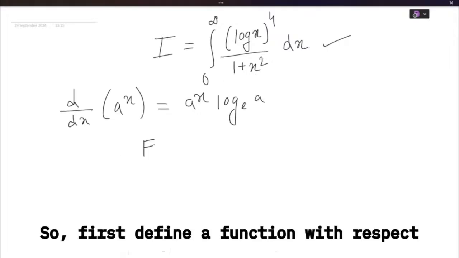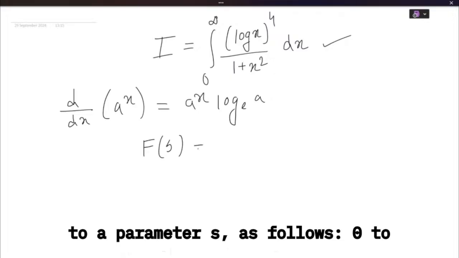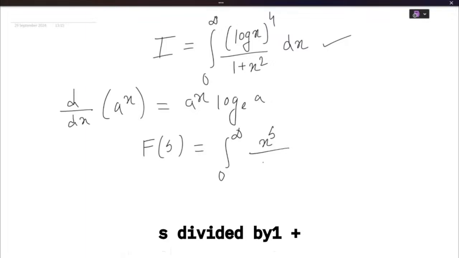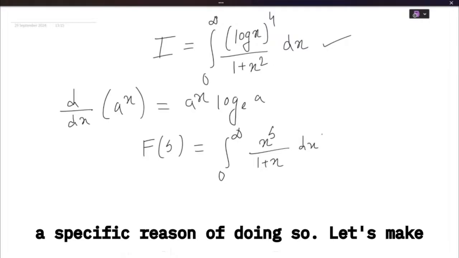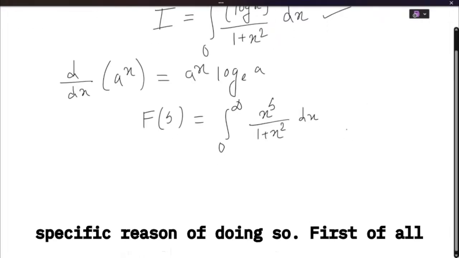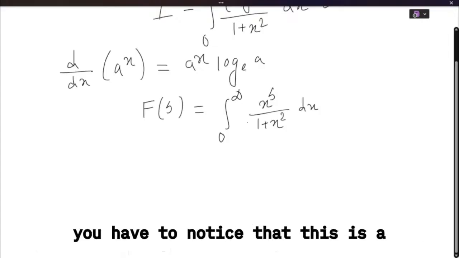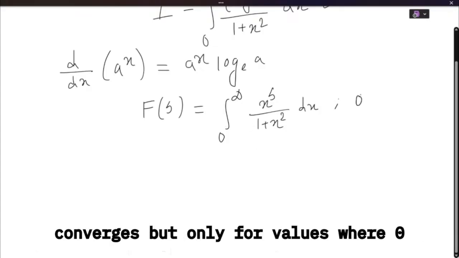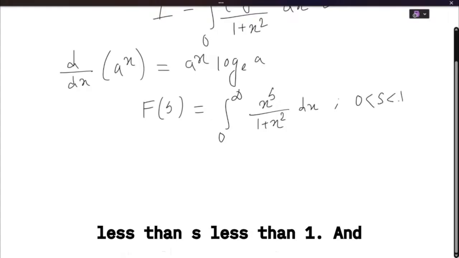So first define a function with respect to a parameter s as follows: integral from 0 to infinity of x to the power s divided by 1 plus x dx. Now there's a specific reason for doing so. Let's make this x square actually. There is a specific reason for doing so. First of all, you have to notice that this is a convergent function. So this function converges, but only for values where 0 is less than s is less than 1.